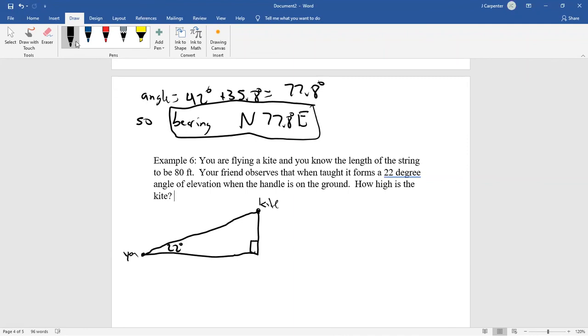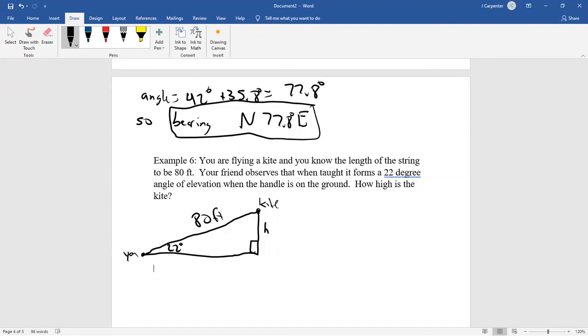Now we know that the length of string of the kite when fully extended is 80 feet. Is this the 80? No, that's definitely not the kite string. That's the height off the ground. Is this the 80? No, that's the distance from you to directly under the kite, but that's not the string. The string is the hypotenuse of this right triangle. This is the 80 feet. And the thing that we want to know is the height of the kite, which would be this vertical distance right here. You could call it X, you could call it B or A. I'm going to go H for height.